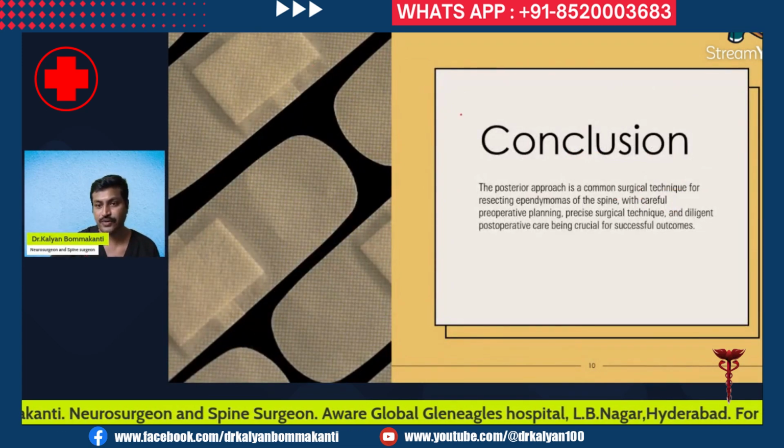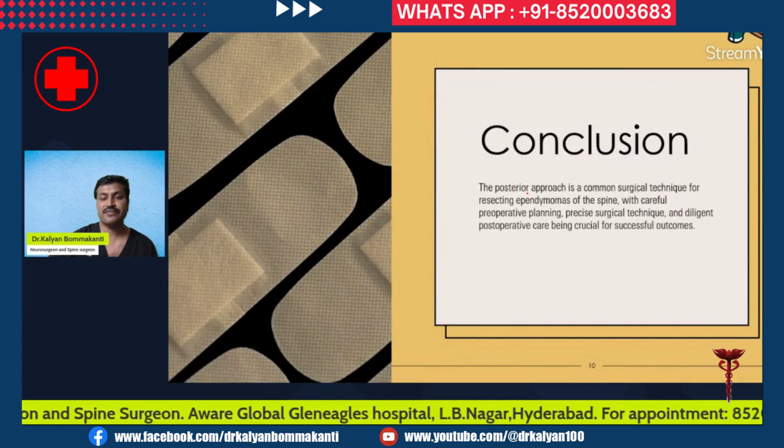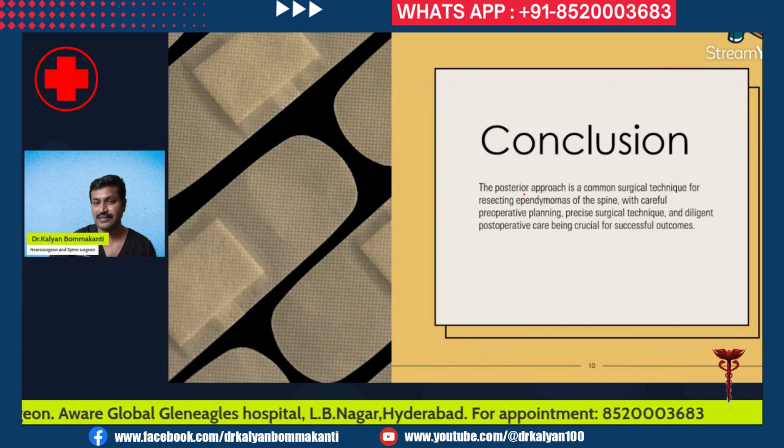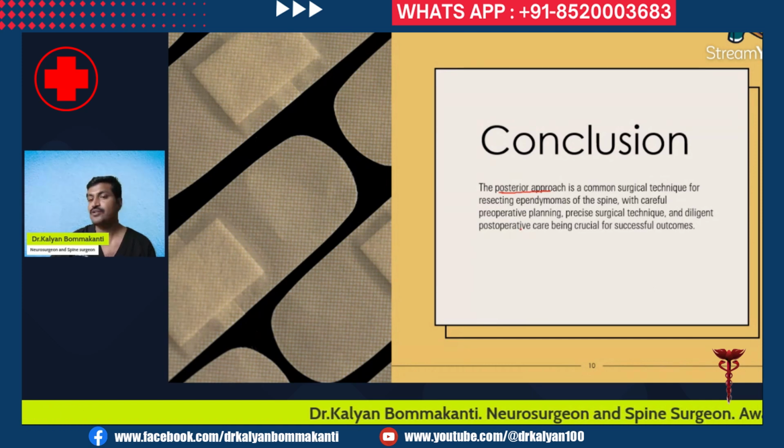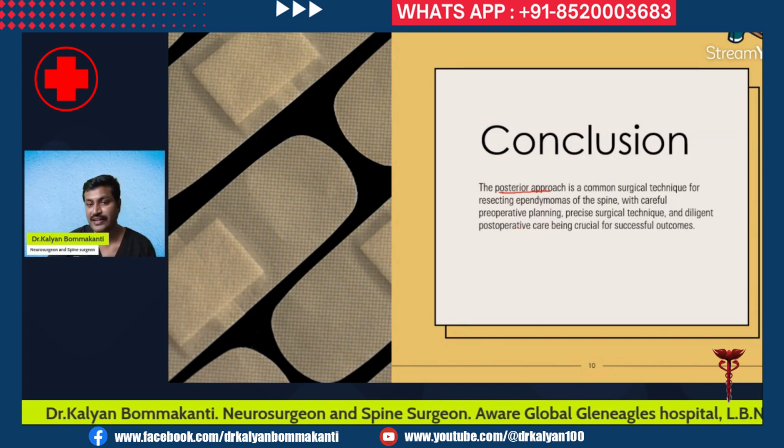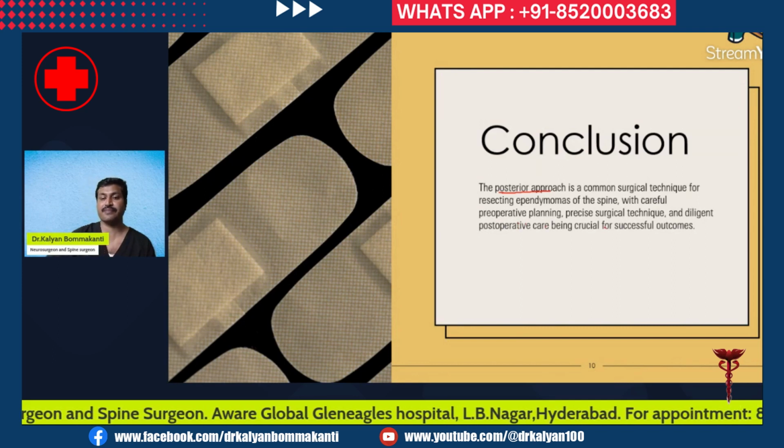So let us conclude. Among all the approaches for spinal cord ependymomas, the posterior approach is the most common surgical technique. With careful preoperative planning, precise surgical technique, and diligent postoperative care, very good outcomes, success of more than 70 to 80%, and in smaller tumors even a 90% success rate, can be achieved.